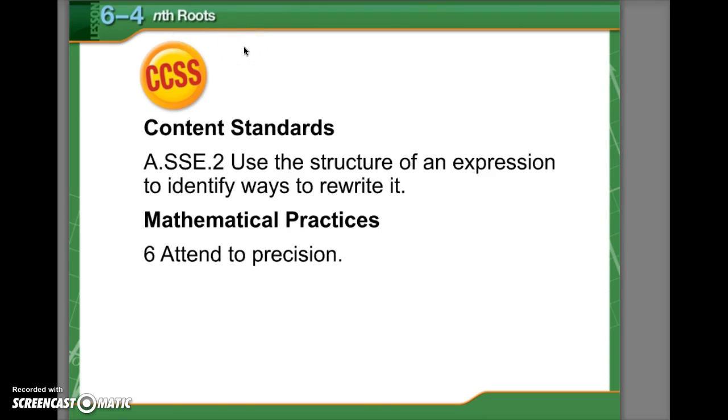Our content standard that we're going to be looking at in this lesson is we're going to use the structure of an expression to identify ways to rewrite it. And we are going to be focusing on our mathematical practice of attending to precision, which means making sure we don't make errors as we work through the process of solving a problem.